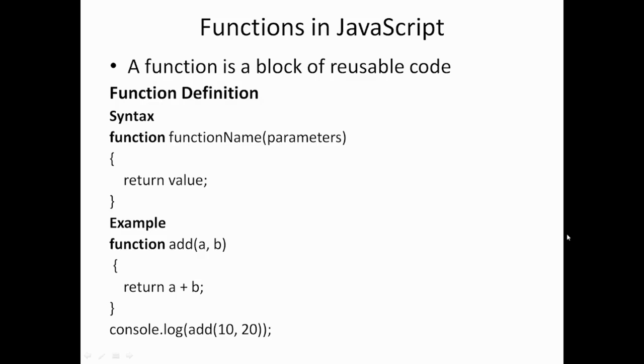Functions in JavaScript. A function is a block of reusable code. To define a function, use the keyword function, then the function name and parameters. No need to mention the return type here.